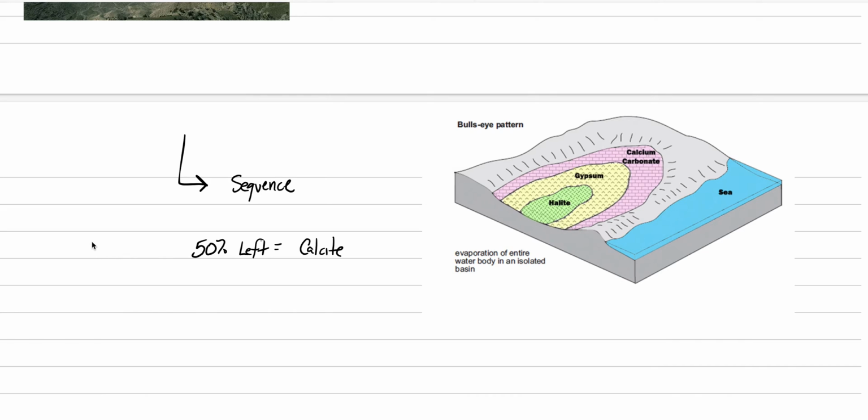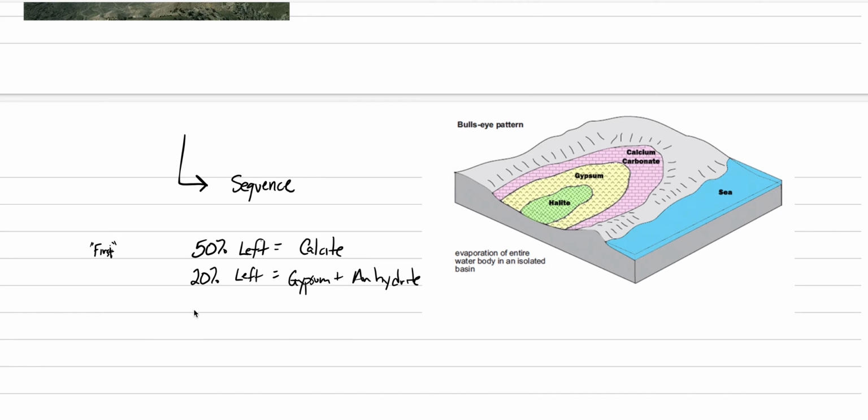Okay, so this is like the first mineral. If we were to rank them, as to what's going to come first, second, and third, well, the first thing to form would be calcite with 50% left. When you have lost 80% of your water and only 20% of it is left behind, that's when you're going to get minerals like gypsum and anhydrite forming.